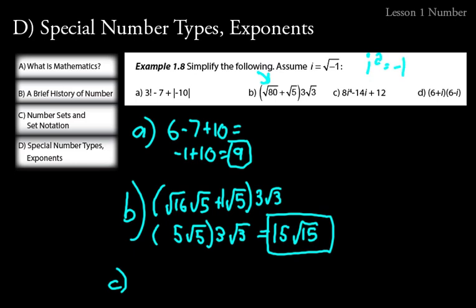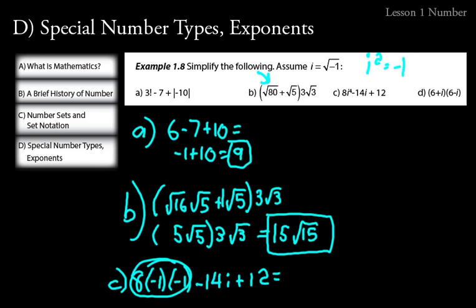So when you see an i to the third, i to the fourth, i to the fifth, break those into i squared pieces, and then you can change those to -1. So 8i to the fourth is like i squared times i squared, or -1 times -1, minus 14i plus 12. So then that would just become a positive 8, right? And we'd have 8 and 12 is 20.